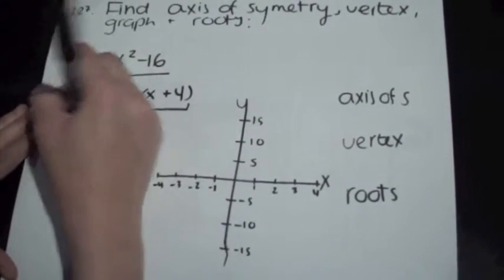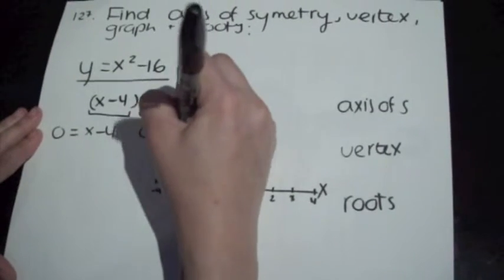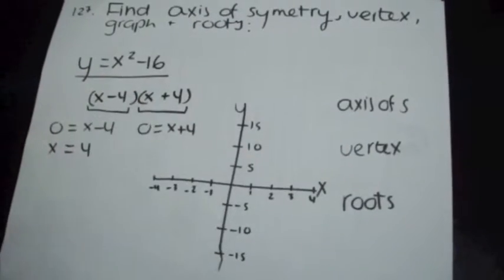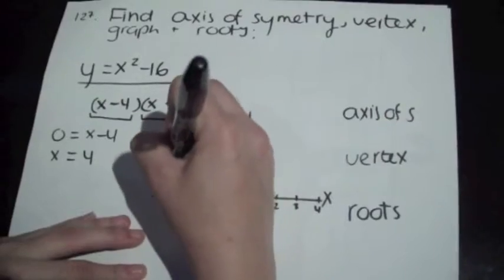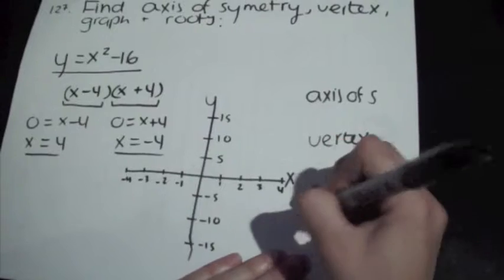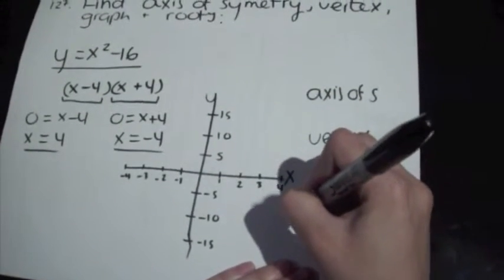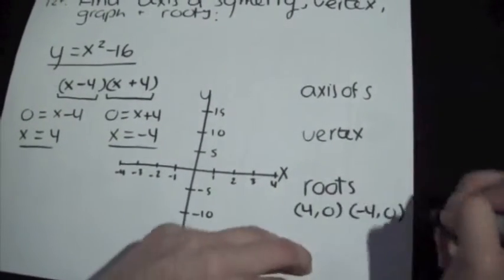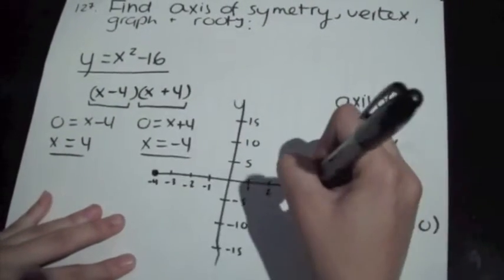So the first one will be 0 equals x minus 4, and the second one will be 0 equals x plus 4. If we change the x to the other side, the 4 will become positive, and if we change the x to the other side, the 4 will become negative. Therefore, we have our roots. They will be 4, 0 and negative 4, 0. Now we must graph negative 4, 0 and 4, 0.